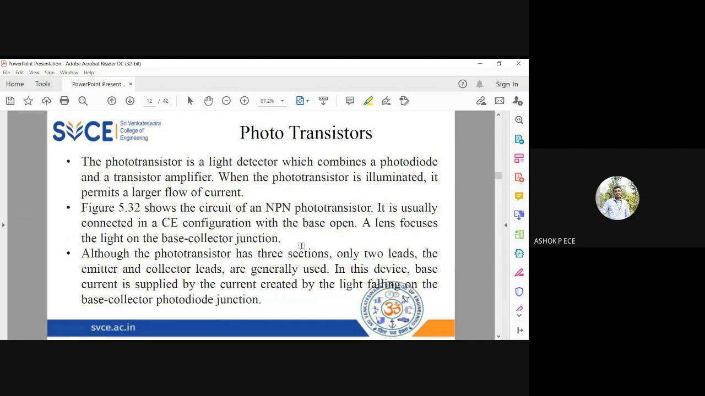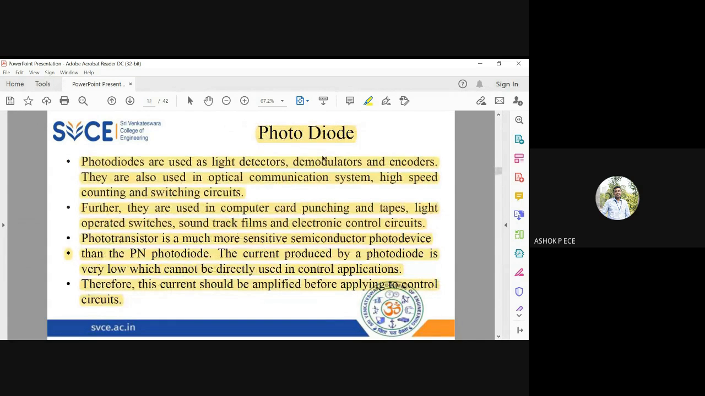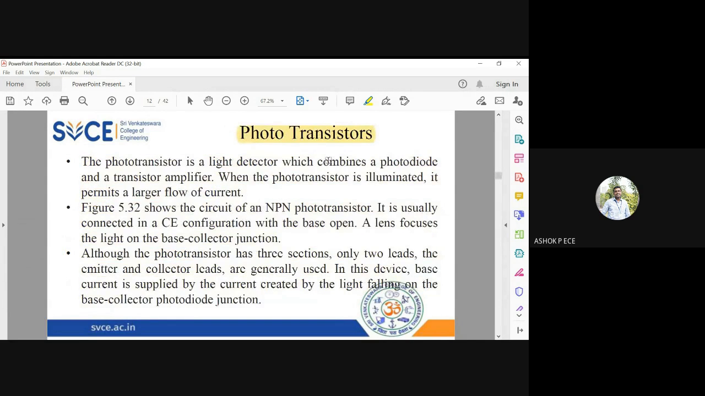So next one we are going to see about phototransistor. All these devices, if you know the basics of diodes and transistors, it is going to be the same thing, except when you are going to activate everything based on light. So phototransistor is a light detector which combines a photodiode plus amplifier. When the phototransistor is illuminated, it permits a larger flow of current.